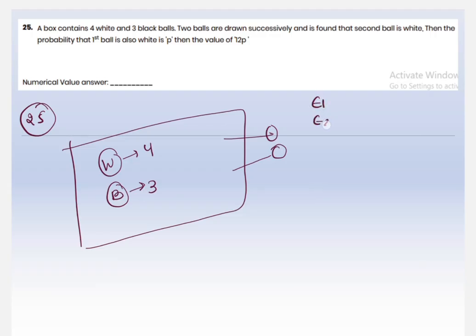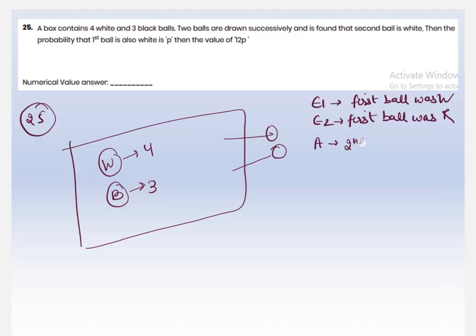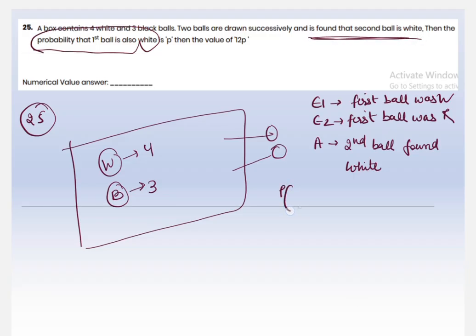Let's define 3 events, E1, E2, A. Let E1 be the event that the first ball was white, E2 that the first ball was red, and A the event that the second ball is found white. What is given to us? The probability that the first ball is also white given that the second ball is white is equal to P. Hence we need to find 12P.